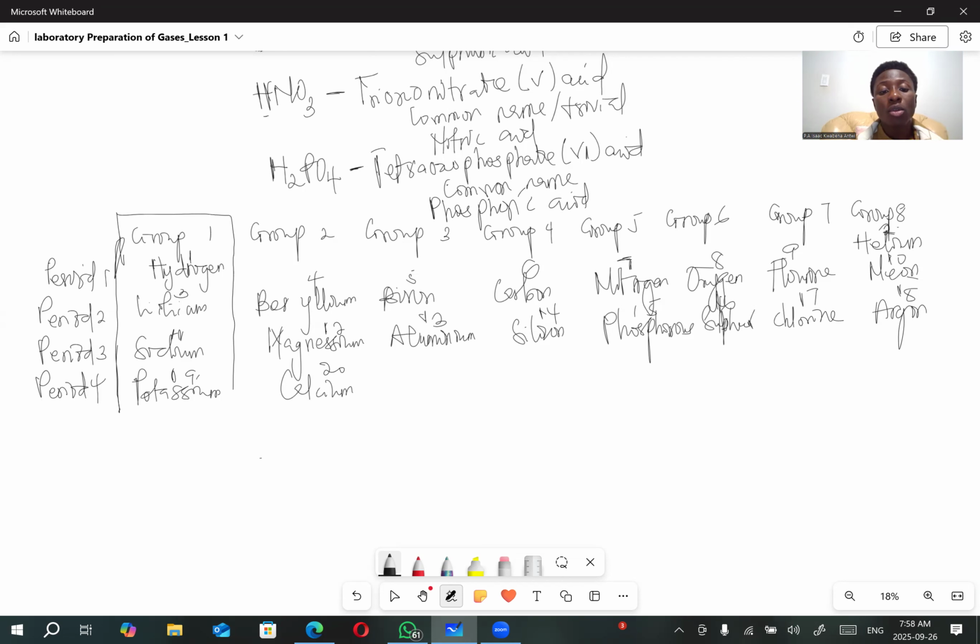Anyway, now all metals lie from group 1 to 3. So group 1 elements are metals, group 2 elements are metals, group 3 elements are metals. You must be able to visualize a periodic table. You can draw it yourself. Just know the first 20 elements. So you have hydrogen, lithium, sodium, potassium, beryllium, magnesium, calcium, boron, aluminium.